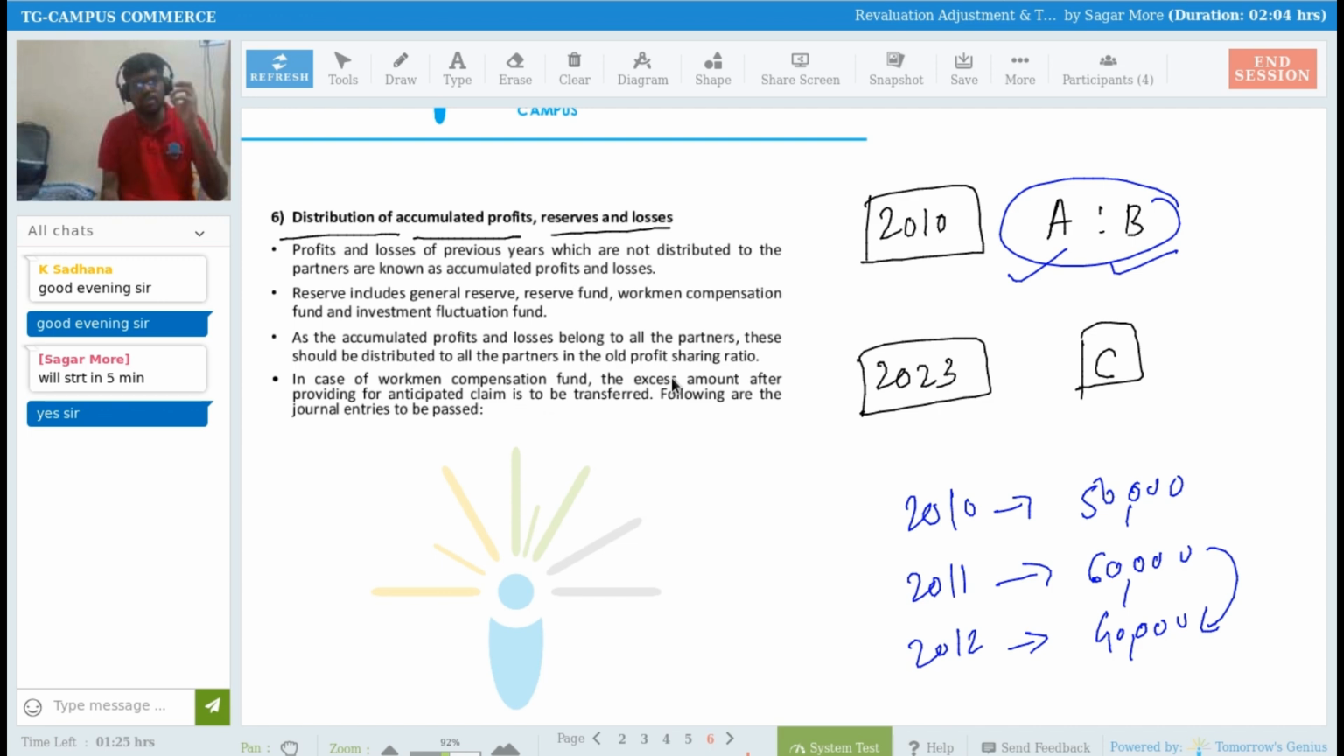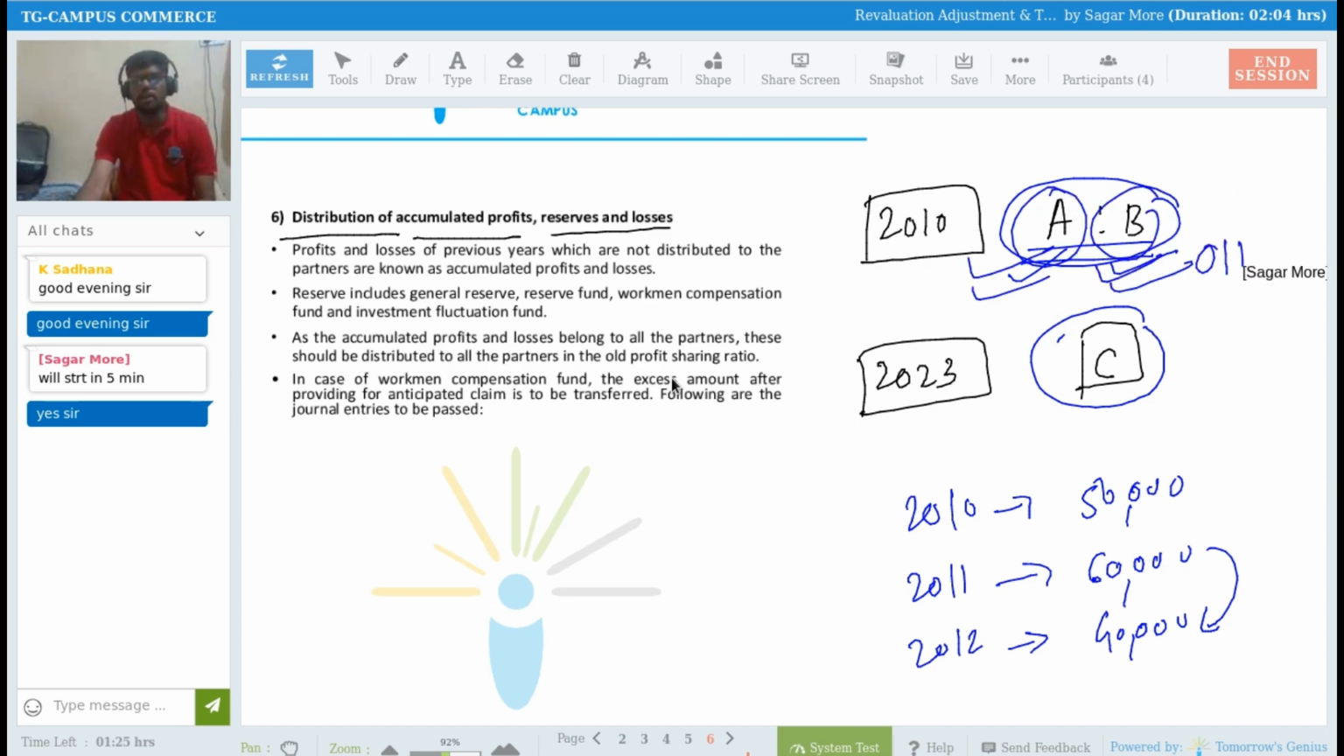So whether it's accumulated loss, accumulated profits, or reserves, everything belongs to whom? Everything belongs to partners A and B only, because they are doing this business from 2010 up to 2023. Partner C joined the business in 2023. So logically, whatever accumulated profit, reserves and losses are there on the occasion of admission of partner C belongs to A and B only, and we have to distribute it between A and B only as per their older profit sharing ratio. This concept we studied in admission of a partner.